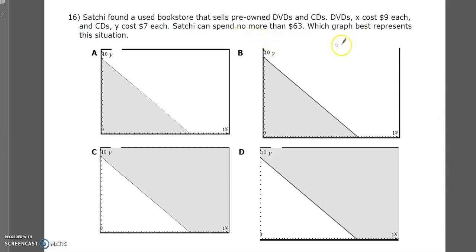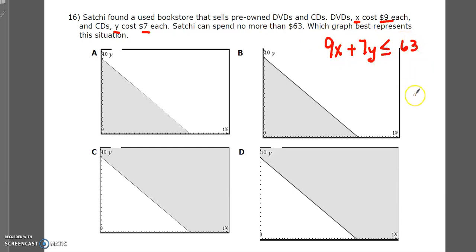Okay, so if I were to try to write an equation, or sorry, an inequality to match the situation, the DVDs are going to be represented by x, and they cost $9 each. So I'm going to say 9 times the number of DVDs. Plus, the CDs are going to be the y, and they cost $7 each. So 7 times my y. And she can spend no more than $63. So this amount right here can't be any more than 63. That means it has to be less than or equal to $63.